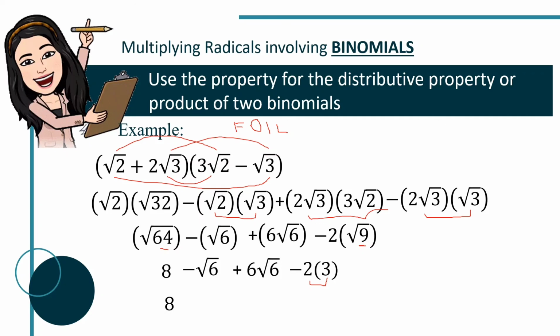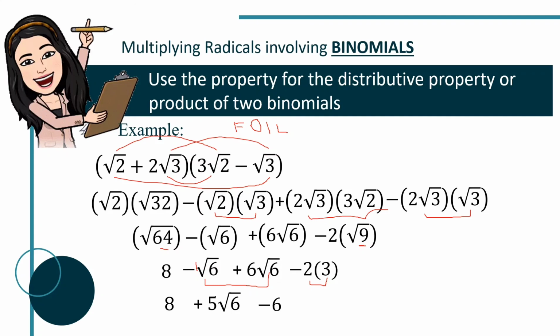Ito, sinimplify na natin kasi we can combine like terms. Parehas sila ng indices, parehas sila ng radicals, so we can perform the operation. Meron tayong 1 dito, meron 1 tayo dito, then plus 6. Negative 1 plus 6, that is positive 5. And then copy the common radicand. So we have the radicals, we have the square root of 6. Then 2 times 3, negative 2 times 3, we have negative 6.